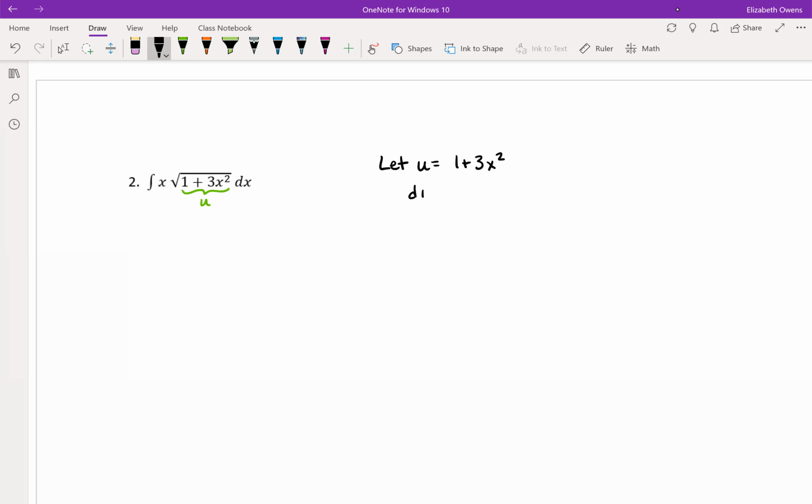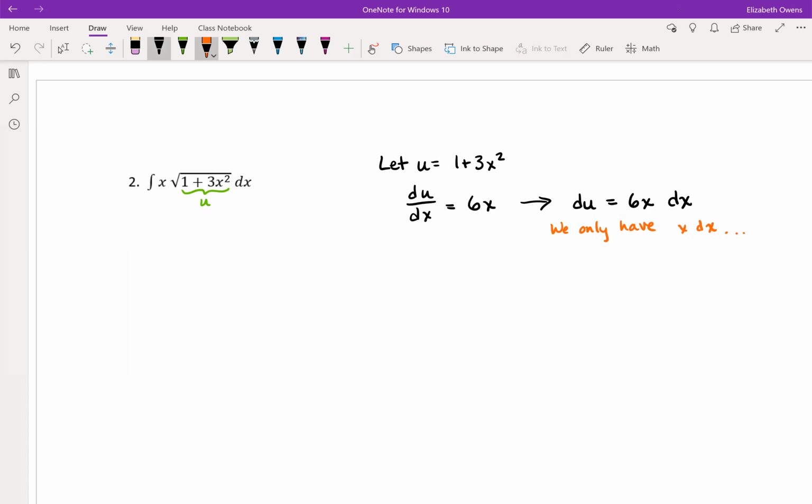So let's take a derivative, du dx, and that would be 6x to the first, right? So working with the differentials, du would be 6x dx. But notice how we don't exactly have that expression sitting around in the integral. Inside our integrand, we have x dx, not 6x dx. We only have x dx.